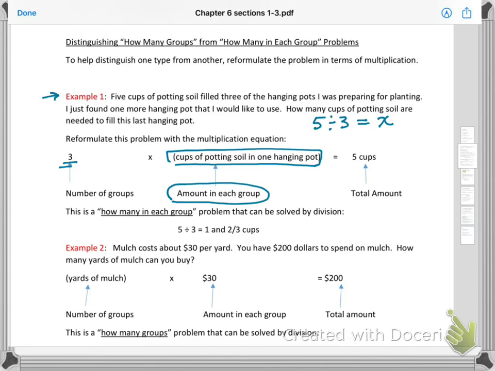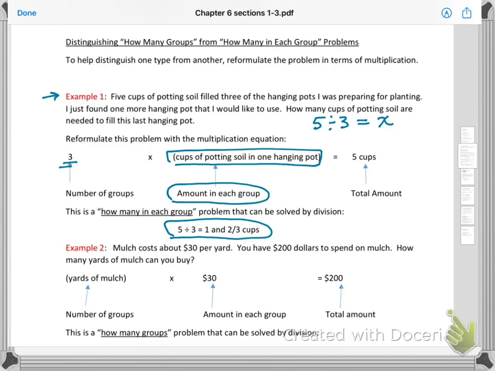Okay, and you can solve this clearly by division, and your answer would be, I would need another 1 2/3 cups, because that's what I used in each of the original problems. So let's use the exact same numbers, or the same procedure, and figure out what I have. So the procedure is changing into multiplication. The mulch costs about $30 per yard, and you have $200 to spend on mulch. How many yards of mulch can you buy?